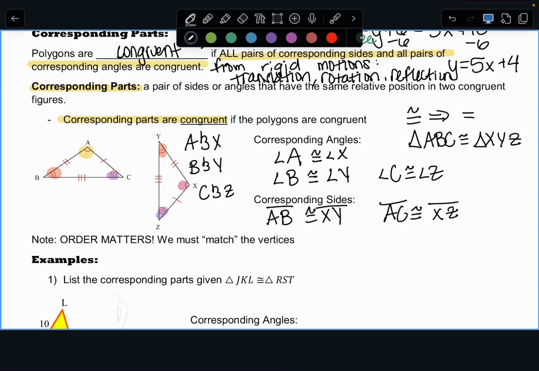Z. So it's congruent to X, Z. A is in the first spot. X is in the first spot. So A goes with X. C is in the last spot. Z is in the last spot. So C goes with Z. Last one is BC.